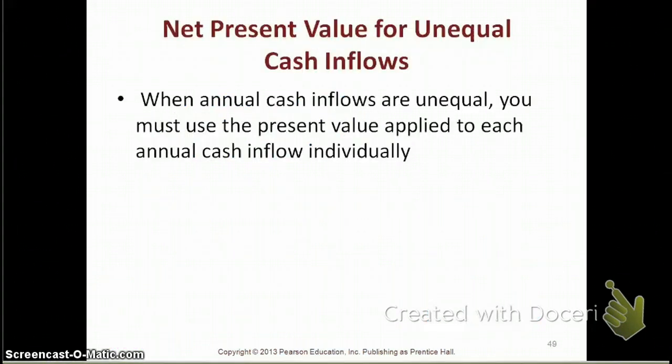If you have cash flows every year, but those cash flows are unequal, you cannot use the annuity table because that is not an annuity by definition. You treat each cash inflow as a lump sum, and then you have to discount each cash flow to your present value to calculate your net present value.